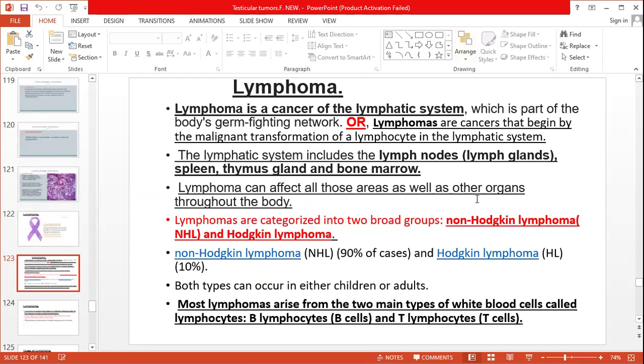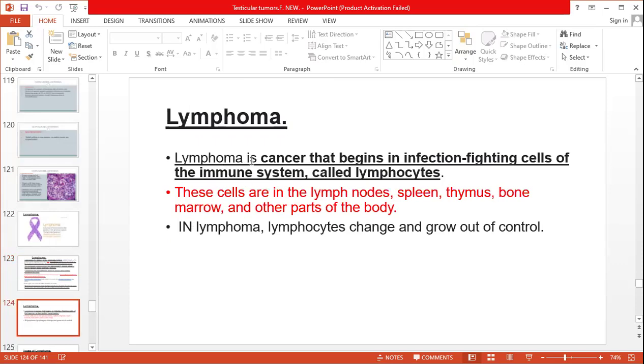Lymphomas are categorized into two broad groups, Hodgkin's and non-Hodgkin's lymphomas. Both types occur in either children or adults. Most lymphomas arise from the two main types of white cells called lymphocytes, B cells or T cells. Lymphoma is cancer that begins in infection-fighting cells of the immune system called lymphocytes. These cells are in the lymph nodes, spleen, thymus, bone marrow, and other parts of the body. In lymphomas, lymphocytes change and grow out of control.